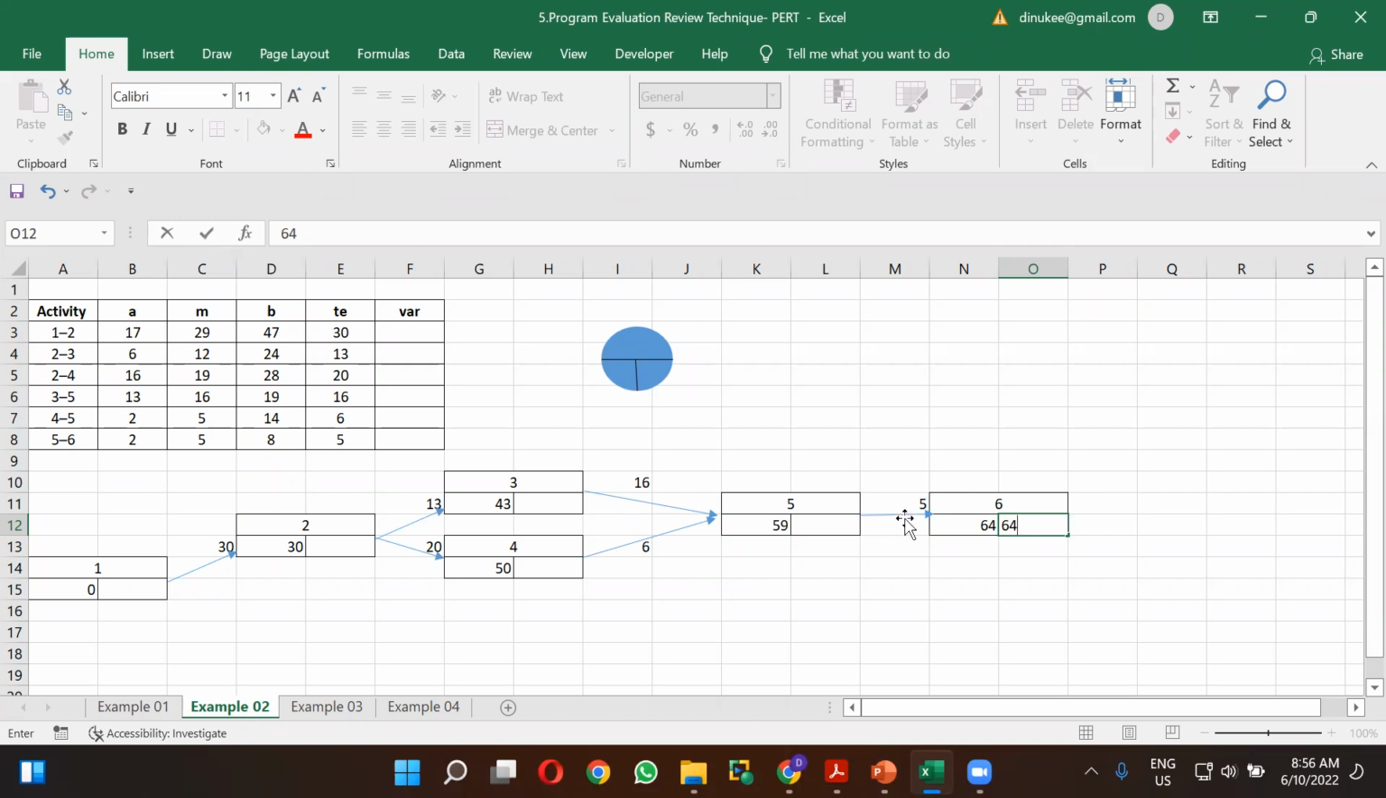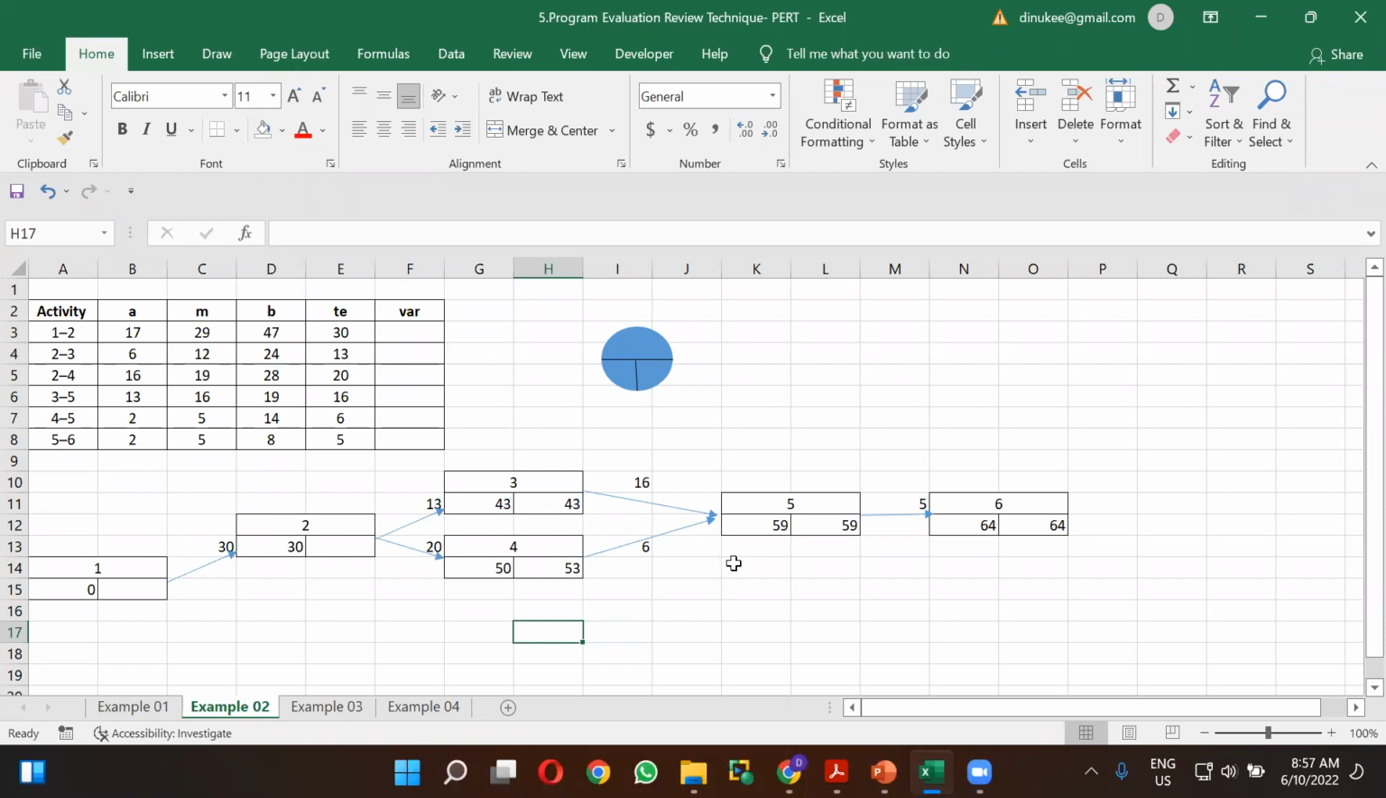From this 64, you have to deduct the 5. It means 59 here. And from that 59, you have to deduct 16. It is now 43 here. And from that 59, you have to deduct 6 to get the early finish time for the activity 4. It is 53. And in here you can see the activity 2 is a burst activity.